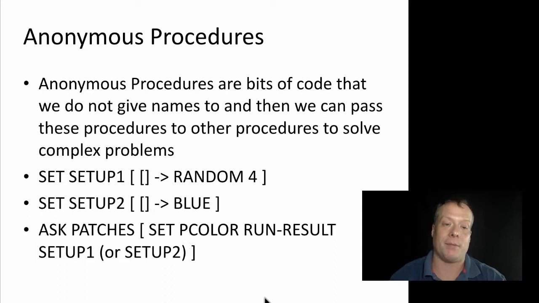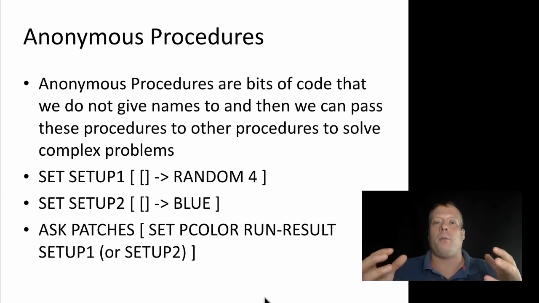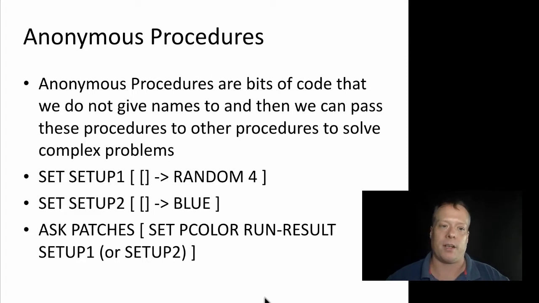So anonymous procedures have been around in NetLogo for quite a while, but as of NetLogo 6, they actually got that name, anonymous procedures, right? And they became a little more powerful in some respects. They're a basic concept within NetLogo now. Anonymous procedures are bits of code, procedures, that we do not give names to, but the nice thing is we can then pass these procedures around to other procedures to solve more complex problems that we might have in our code.